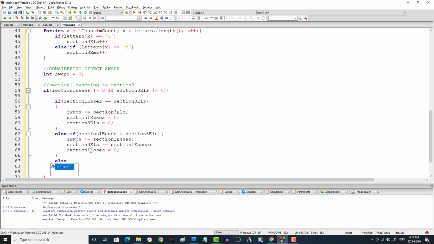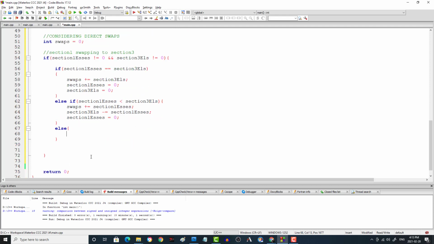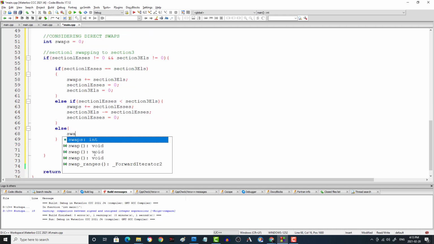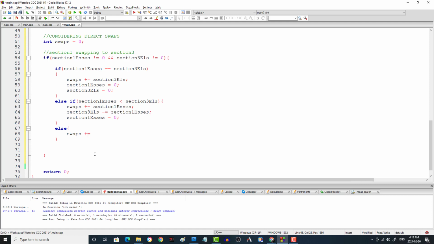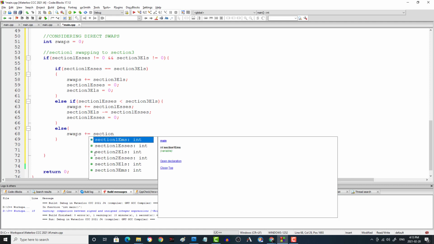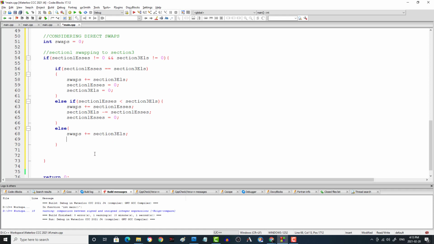So now, if they're not equal, so here I checked that they're not 0. If they're not equal and S's is not greater or less than, then it must be, in this case, that we have more L's or more S's than L's. Okay, so in this case, we're going to say swap plus equals section 3 L's.